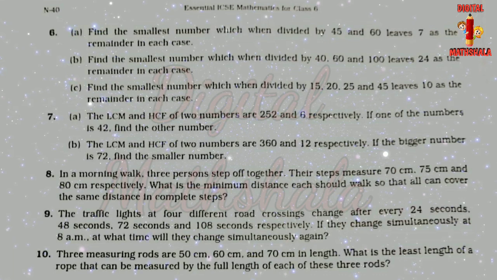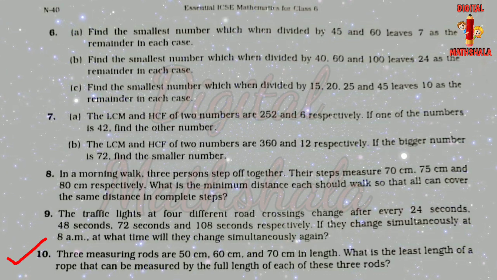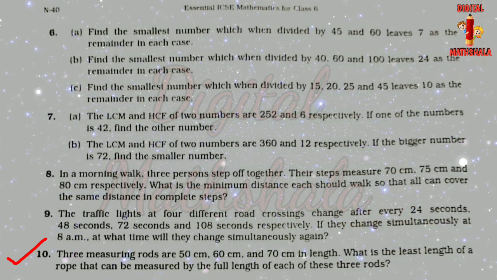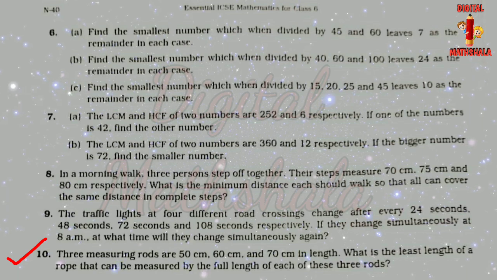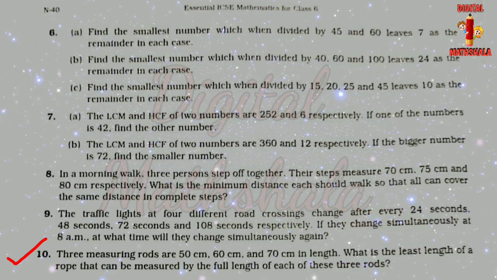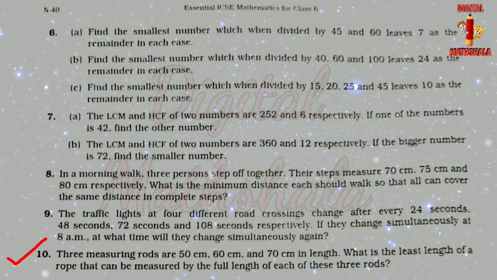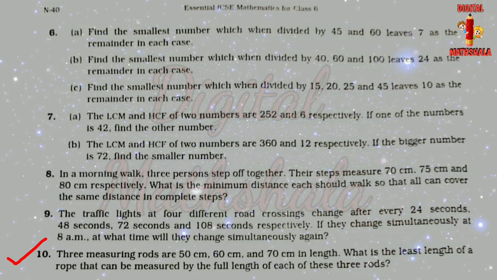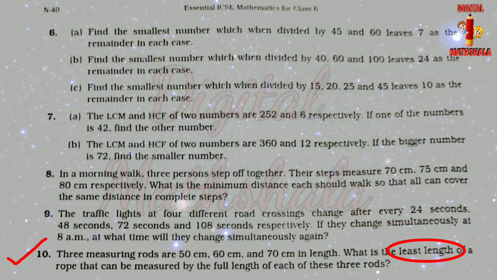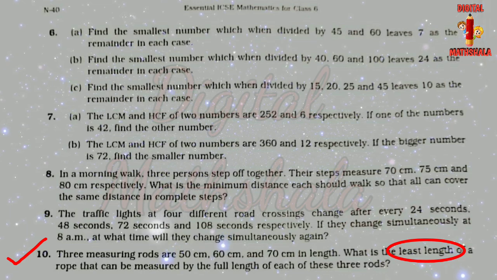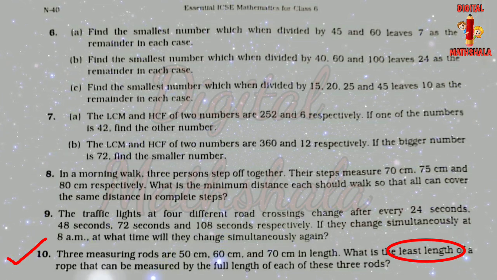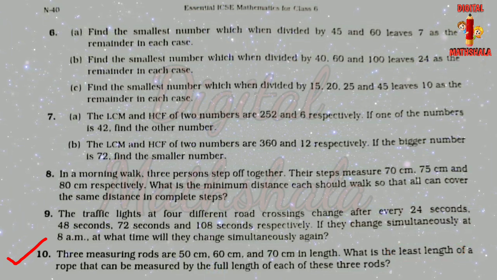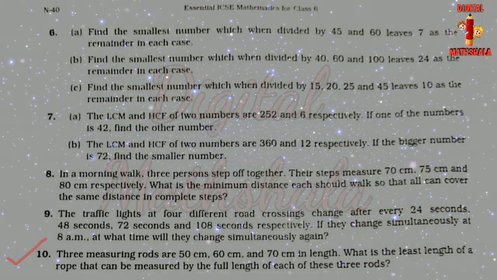So the next question is question number 10. 3 measuring rods are 50 centimeter, 60 centimeter, 70 centimeter in length. What is the least length of a rope that can be measured by the full length of each of these 3 rods? So here you can see the words least length. Least length means smallest length. It means it is understood that we have to find the LCM of these given numbers. So let us look at how we can solve this type of question.